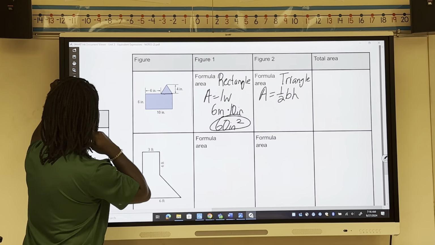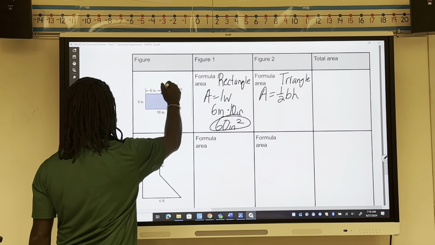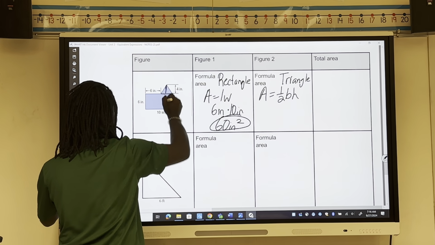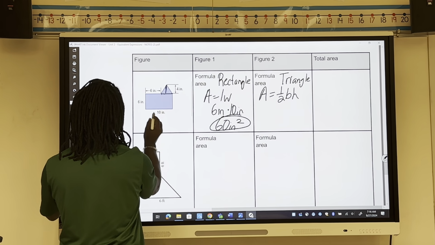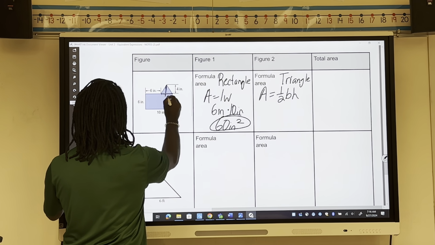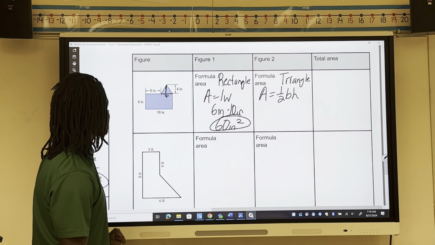Now, the dimensions of my triangle, it tells me the height is 4, because that's straight up and down. That's 4. I don't know what this is, but I know that this is 10, and I know that this is 6. So this also must be 4, because 4 plus 6 gives me 10, okay?